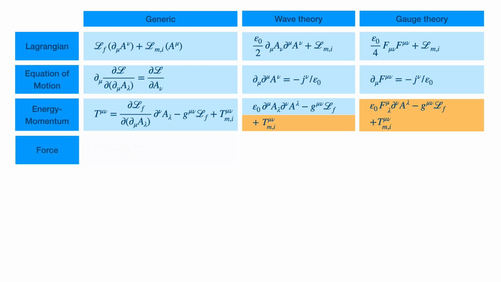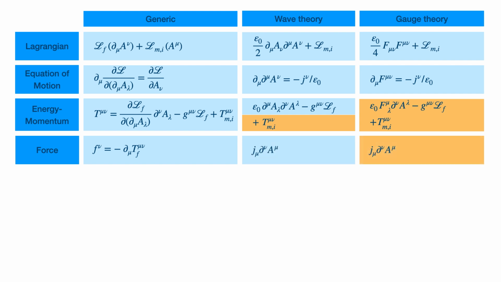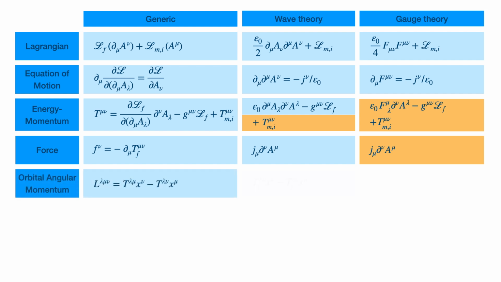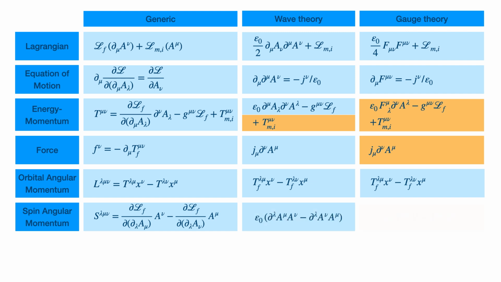The power force is equal to only part of the Lorentz force. The reason is that the interaction energy momentum is not included in the field. This is true for the wave theory and for the gauge theory before symmetrization. The expressions of orbital and spin momentum remain formally the same. The orbital momentum now contains contributions from the field and from the matter plus interaction. For convenience, I have assumed that the source has no spin.